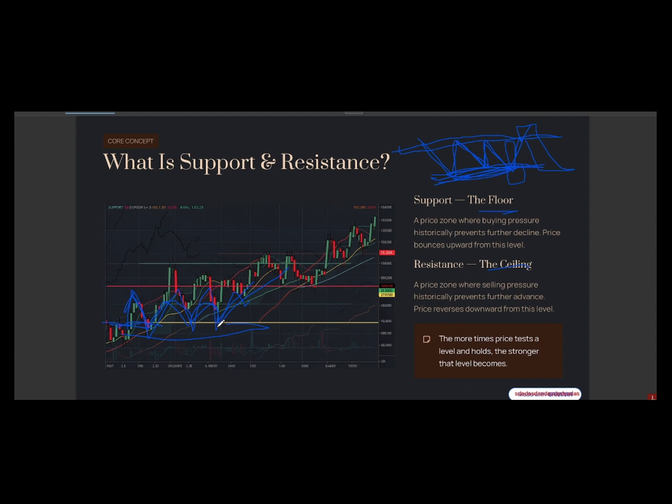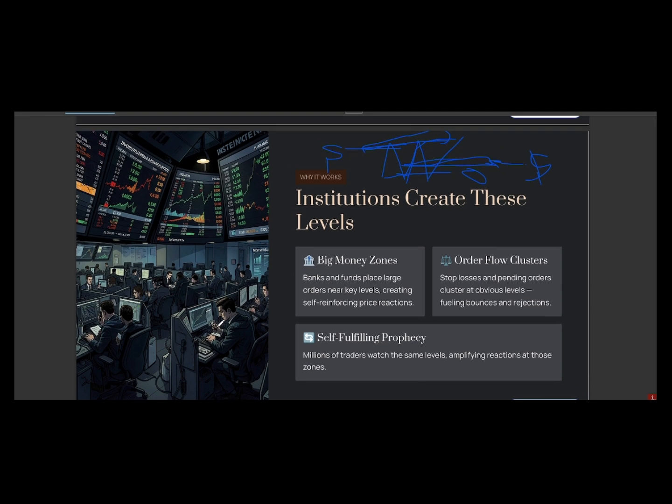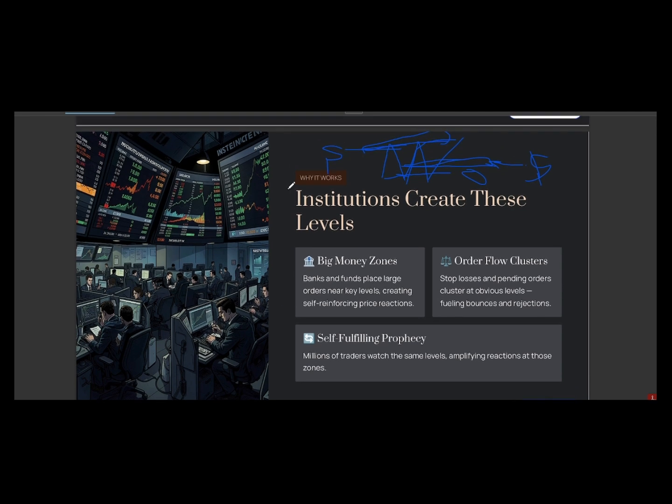The other type of support and resistance is called the trend line support and resistance. But before learning about the trend line support and resistance, let's check out why this support and resistance works. What actually makes the support work? What is the psychology behind it?